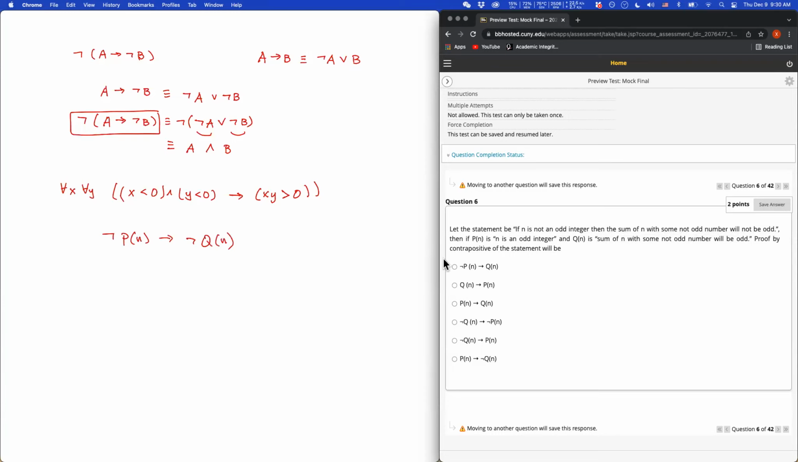Now the question is asking to provide the contrapositive version of the statement. So contrapositive means you will negate your if-then statement and then you will flip them. So to negate Q(n), you have not Q(n), then implies not P(n). Any questions here?